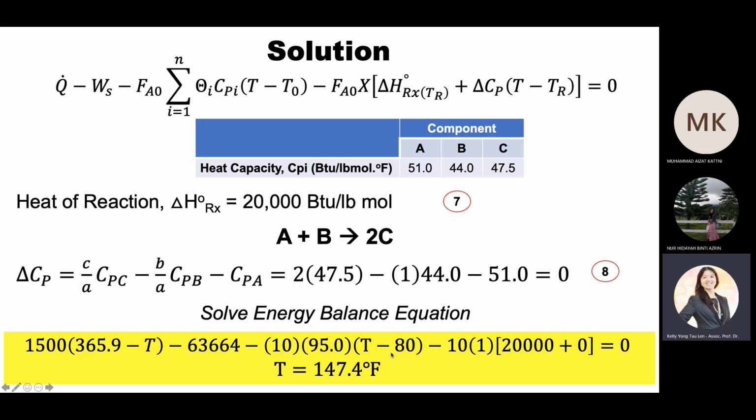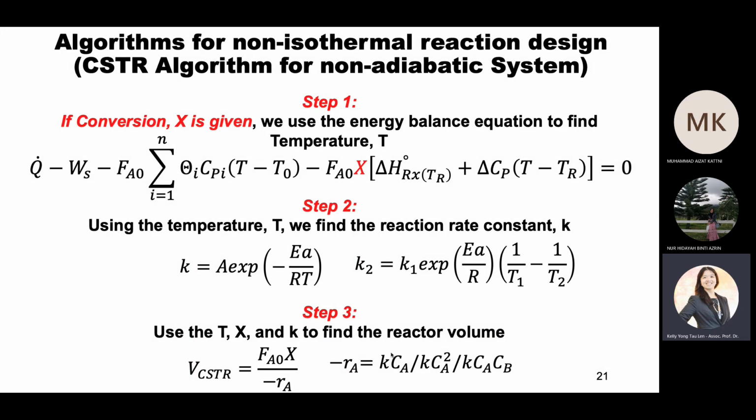So this is an example of how we use the energy balance equation to actually find, okay, either again X, either diberi X cari T atau diberi T cari X. Okay. So done this example.